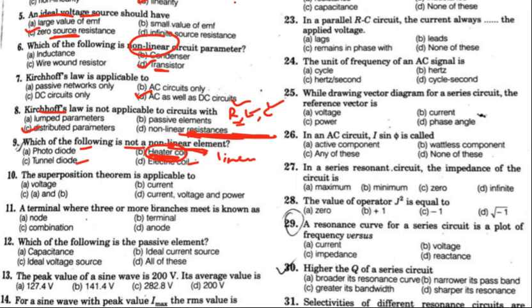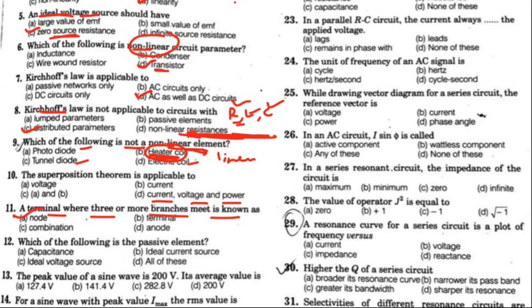Superposition theorem is applicable to current, voltage and power. A terminal where 3 or more branches meet is known as a node. Node is the correct answer.